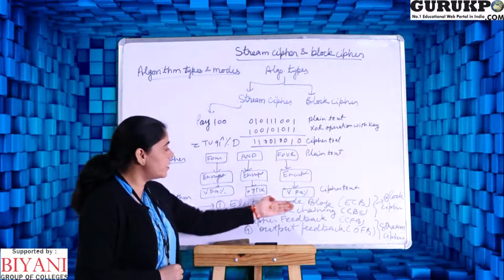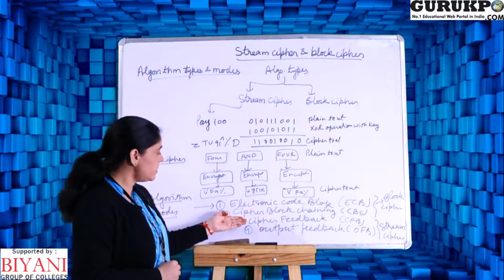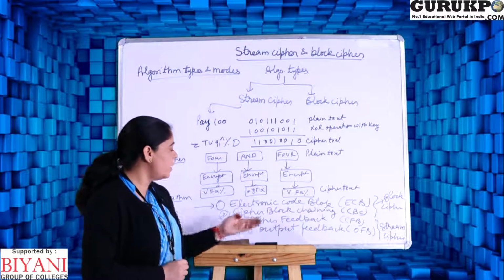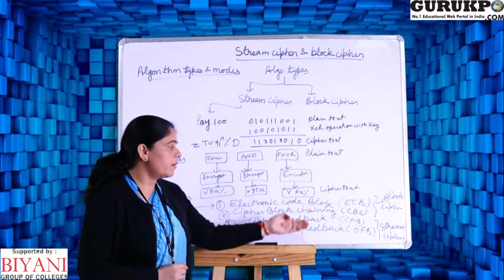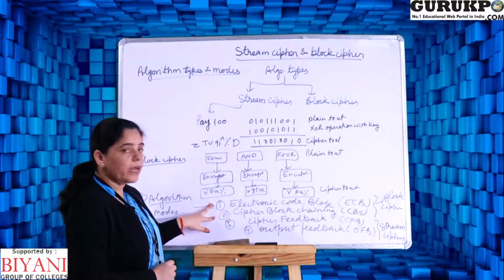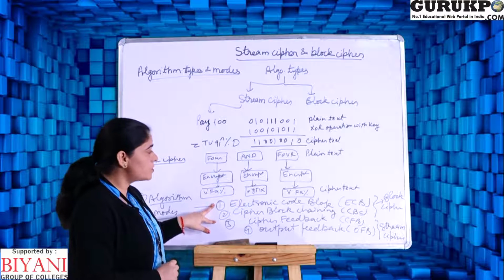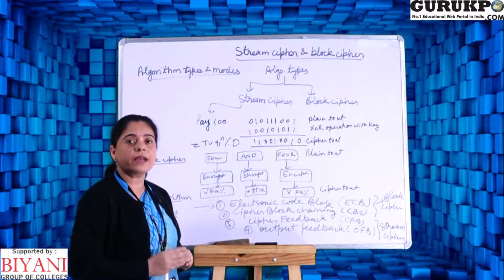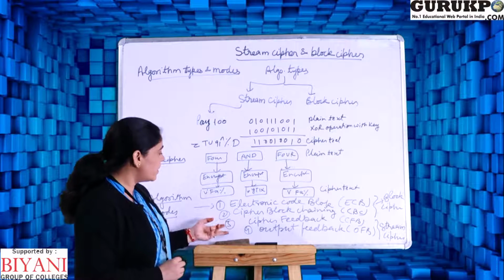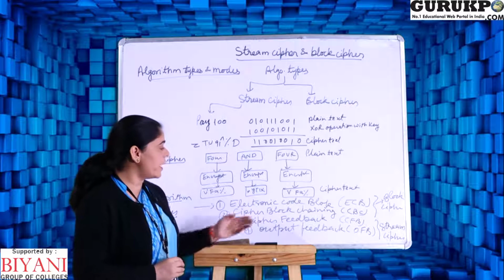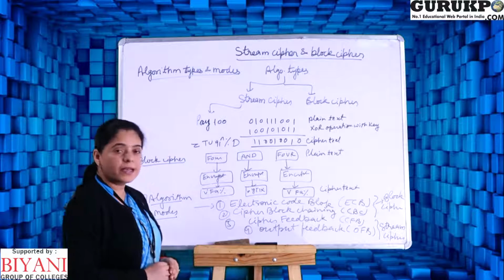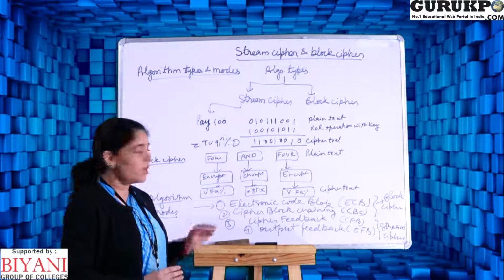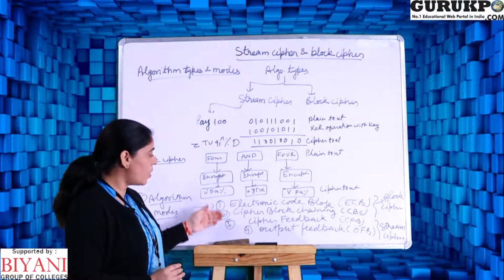First is electronic code book, second is cipher block chaining, third one is cipher feedback mode, and fourth one is output feedback mode. So the first two, electronic code book and the cipher block chaining mode, work on the block cipher, meaning the algorithm type is block cipher. The third and fourth, cipher feedback mode and the output feedback mode, are basically block ciphers, but they work as a stream cipher. So in detail we will discuss all four topics.